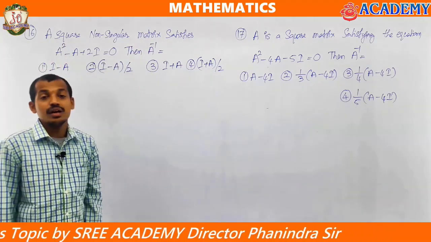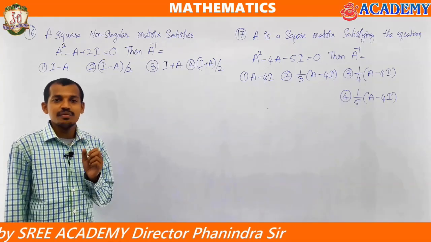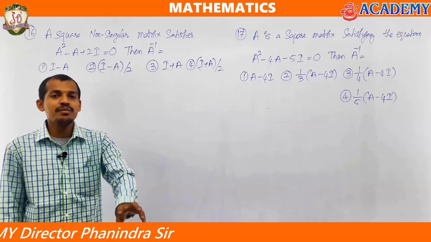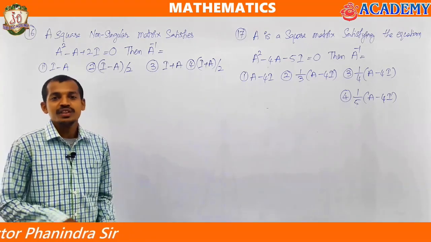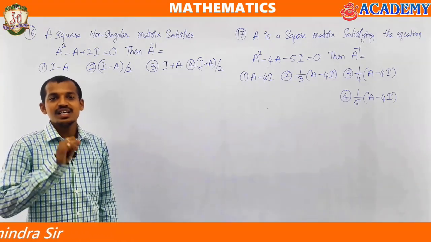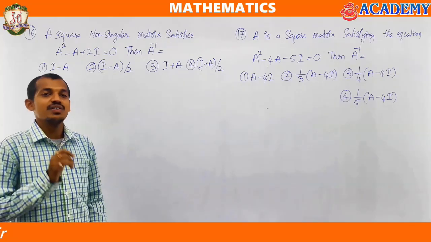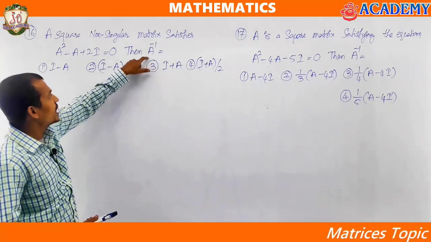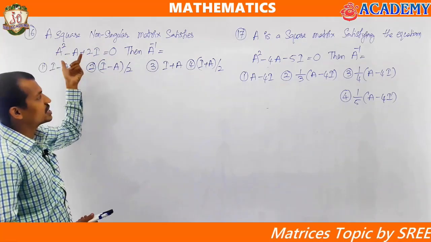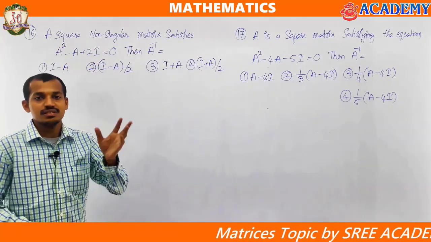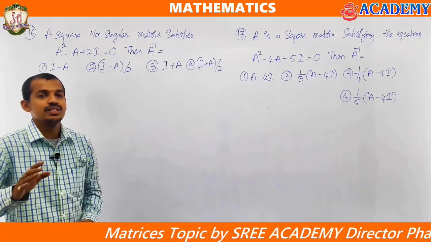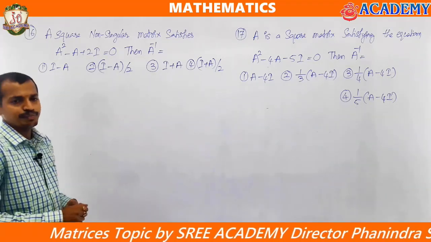A is non-singular means indirectly that the A matrix is not going to be singular. Singular means determinant of A equal to 0. Non-singular means determinant of A not equal to 0. That's why you will get A inverse for A, and then by using this equation it is possible to find what is asked. This type of question is very easy. By seeing the question we can say the answer, but I am doing it here.